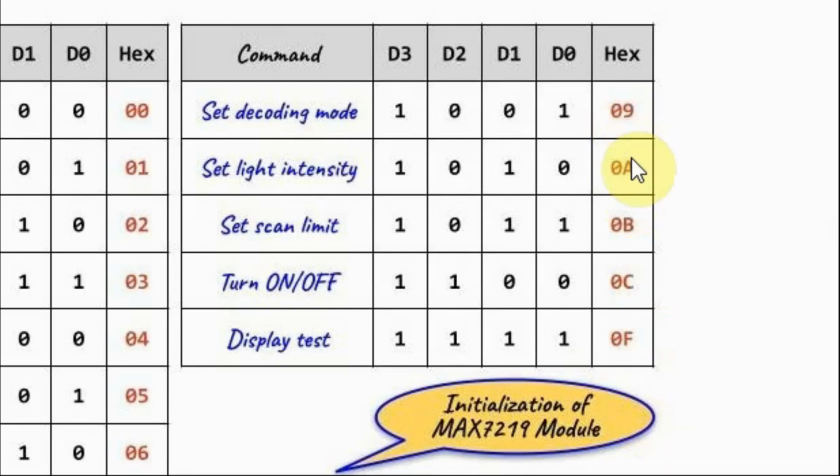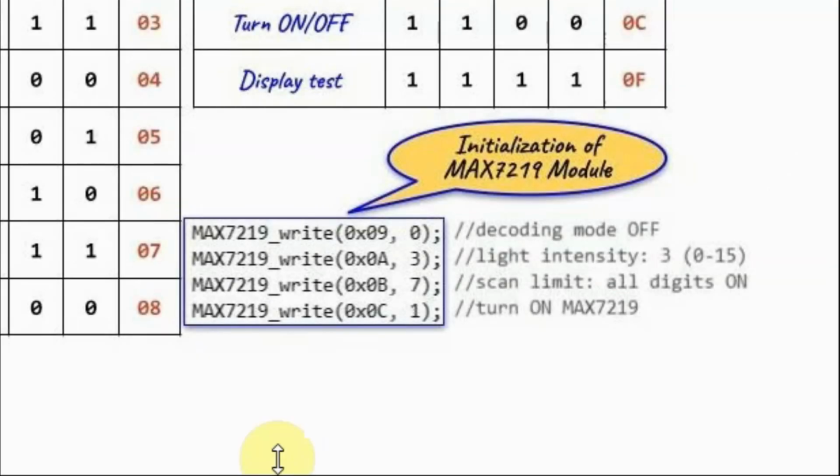Command bytes 09 to 0F are used to initialize the MAX7219 module. Detailed explanation of these commands can be found in the data sheet. As an example, this piece of code written in C language will initialize the MAX7219 module. So here we are disabling the decoding mode, and here we are setting the light intensity to 3 and the scan limit all digits on, and we are turning on the module.